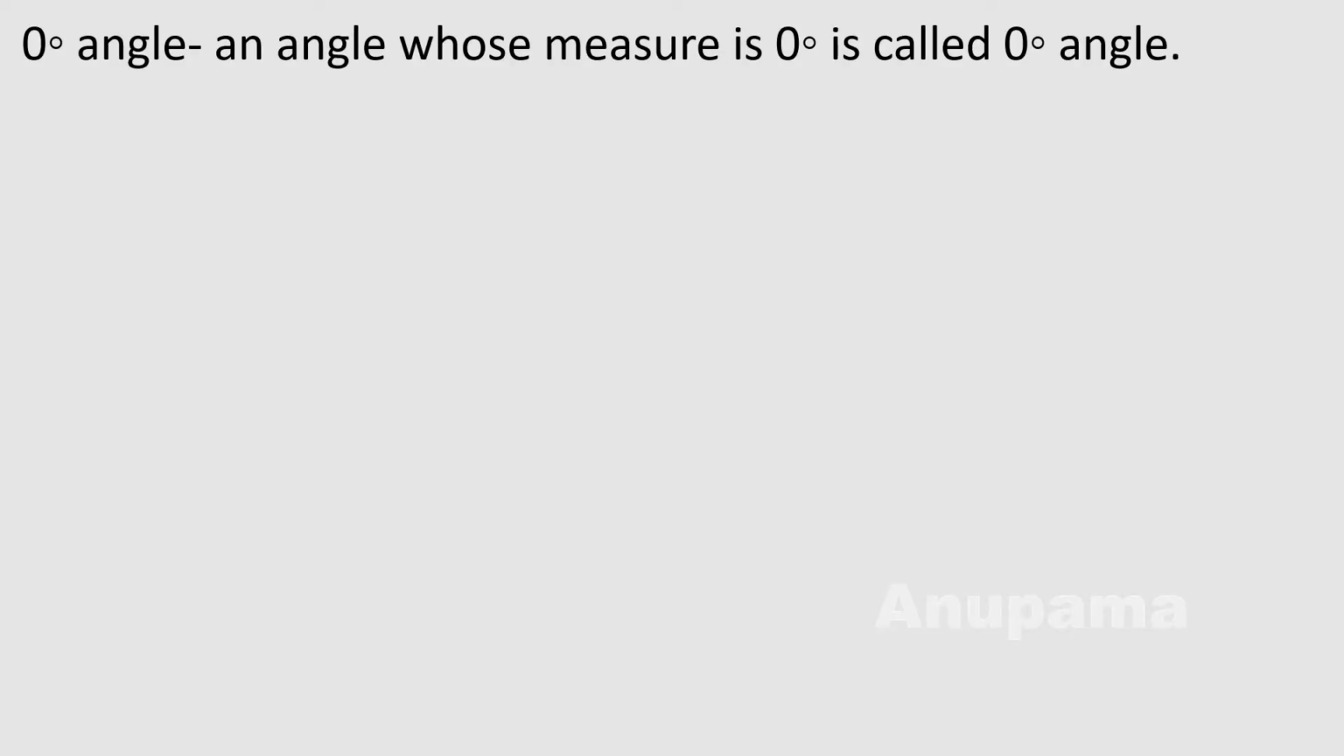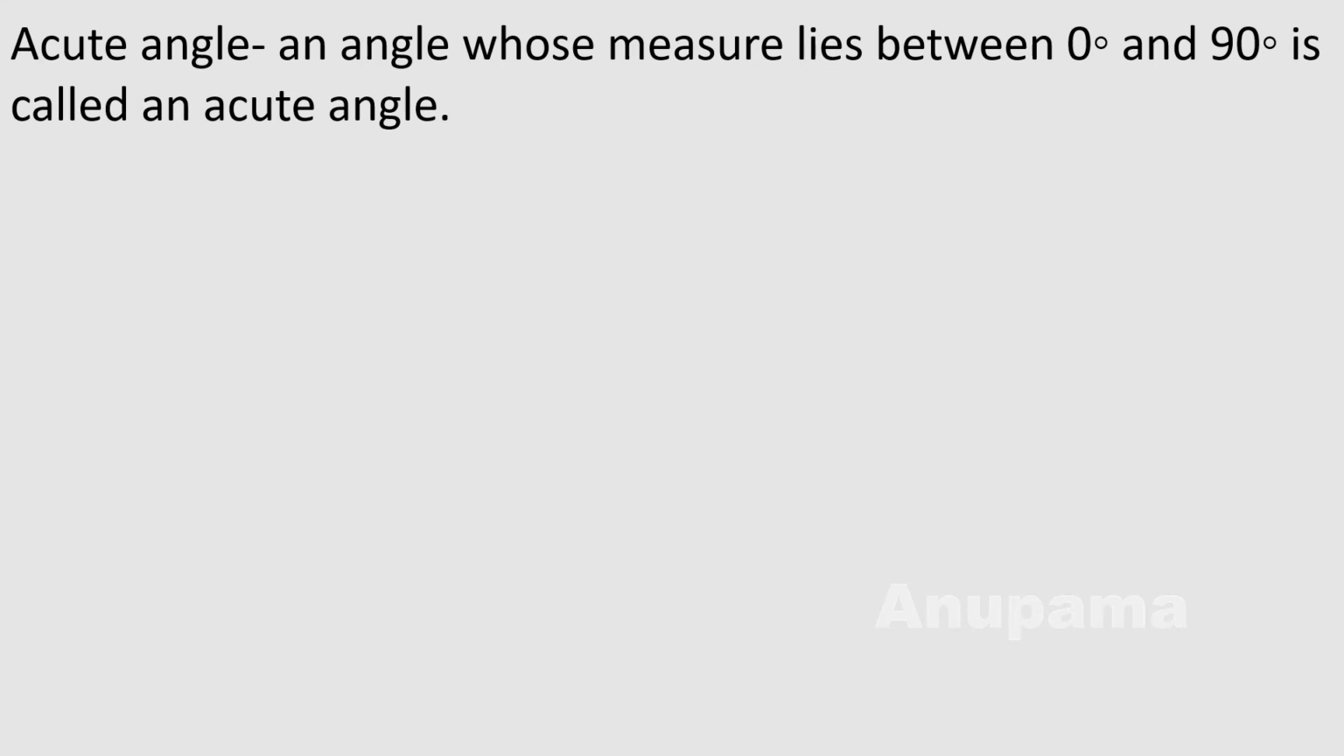Let us see various types of angles. 0 degree angle. An angle whose measure is 0 degree is called 0 degree angle. Next is acute angle. An angle whose measure lies between 0 degree and 90 degree is called an acute angle. For example, this is a 40 degree angle, and because it is less than 90 degree, that's why it is an acute angle. In a similar way, here is another angle which is of 80 degree and it is also less than 90 degree. That's why it is an acute angle.